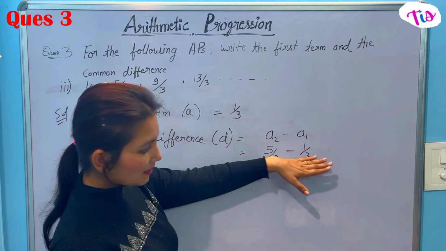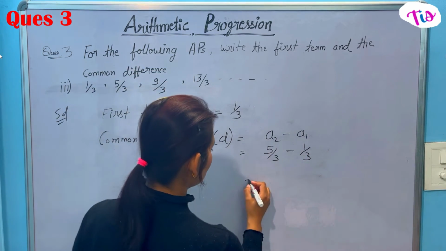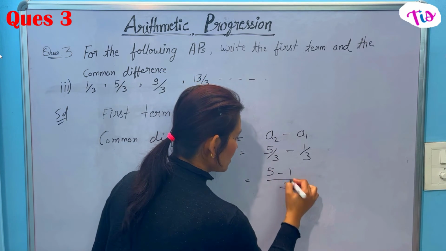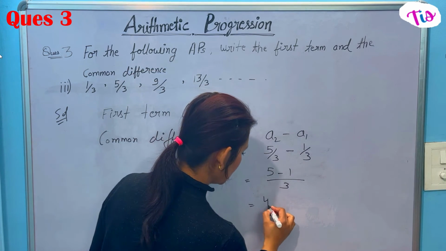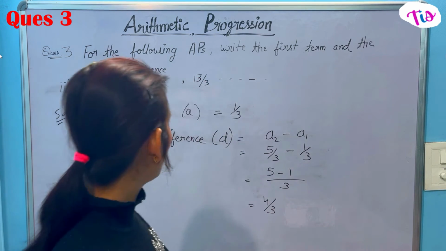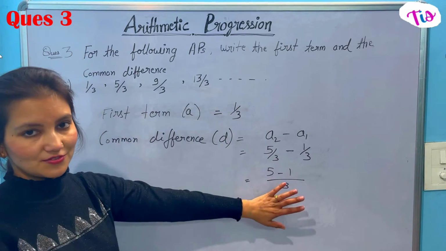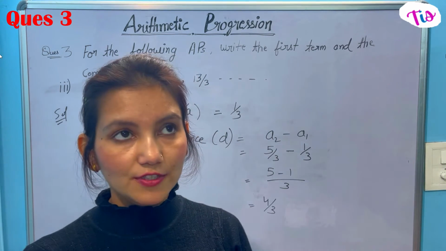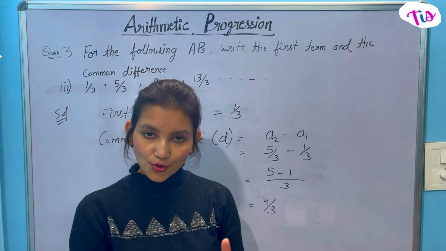So 5 upon 3 minus 1 upon 3, you have to subtract them. You'll take the LCM, and for 3 and 3, the LCM would be 3. So 5 minus 1, and 5 minus 1 is 4. So the answer is 4 upon 3. So this is the common difference. Simple. So this is our first term and this is our common difference, right? We have solved 2 parts of question number 3. Now let's move to question number 4.